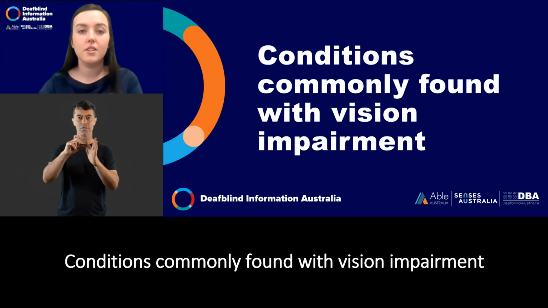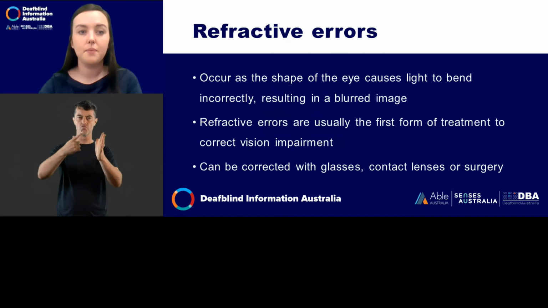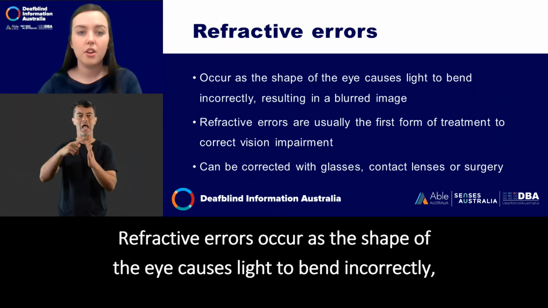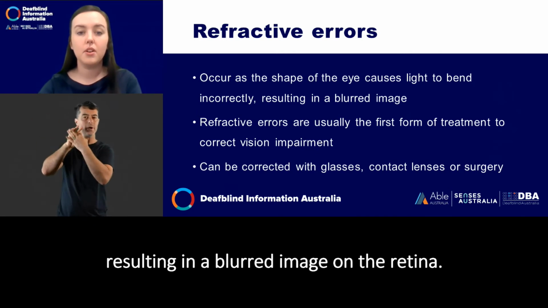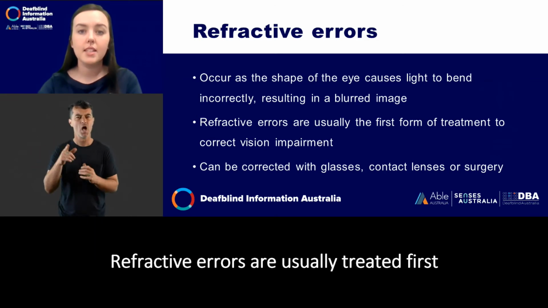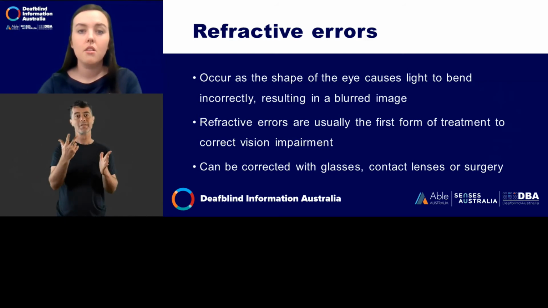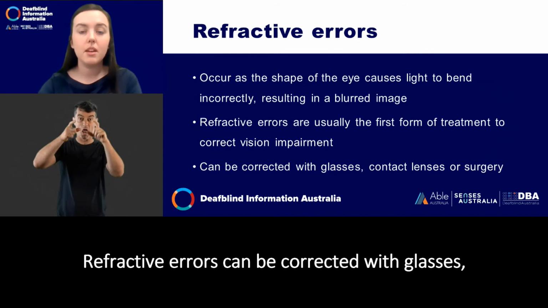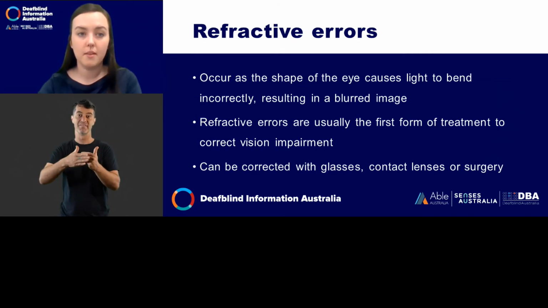Conditions commonly found with vision impairment. Refractive errors. Refractive errors occur as the shape of the eye causes light to bend incorrectly, resulting in a blurred image on the retina. Refractive errors are usually treated first when assessing an individual's vision impairment. Refractive errors can be corrected with glasses, contact lenses, or surgery.